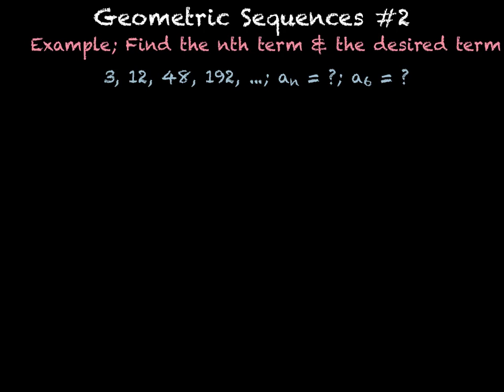Geometric Sequence Video 2. In this video we're just going to do some examples where we have to find the nth term and whatever term is mentioned. For this first one, the first thing we want to recall is a sub n equals my a sub 1 times my common ratio to the power of n minus 1.